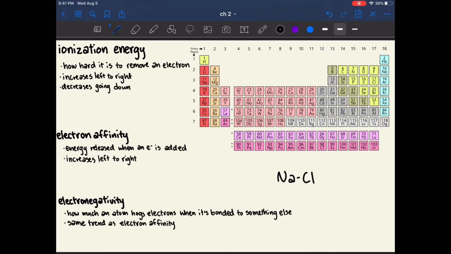Sodium is actually electropositive, which means it likes to give up its electron because it wants to become neon, and chlorine is very electronegative because it wants to become argon. So, because chlorine is far more electronegative than sodium is, these electrons actually all go to chlorine. So this becomes Na+ and Cl-, and this is an ionic bond because chlorine is just that much more electronegative than sodium is.